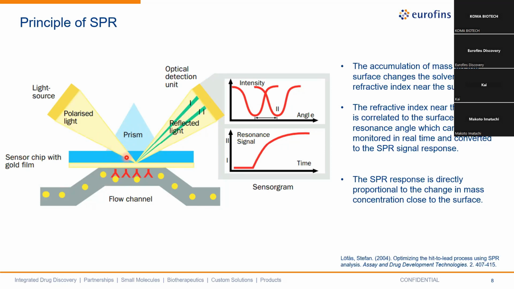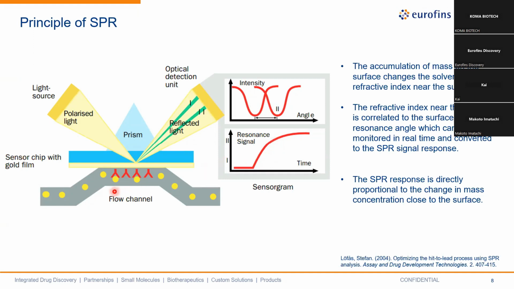So this total refraction angle depends on the refractive index of the surface. And as I mentioned, the refractive index of the surface is correlated to the mass of the surface. So when you have antigen binding, you increase the mass, you change the refractive index, and then you change the total refraction angle, absorption angle, and then the SPR instrument will convert this angle shift to its signal strength. So it's a little bit like a light balance.